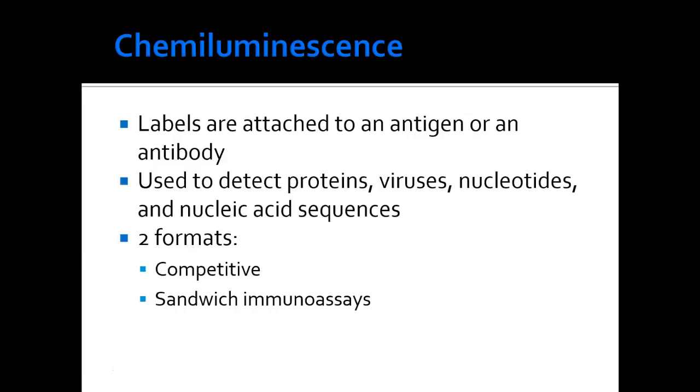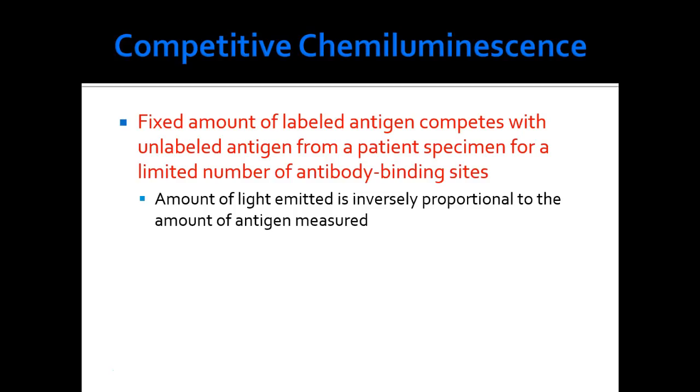We talked about chemiluminescence a little bit in clinical chemistry. We talked about how a chemical reaction, usually with an enzyme, creates a color. This is going to be somewhat similar, but the luminescence is going to come from labels that are attached to an antigen or an antibody. We're going to use this process to detect different proteins, viruses, nucleotides, and nucleic acid sequences. There are two different ways we can do this: competitive or sandwich immunoassays.